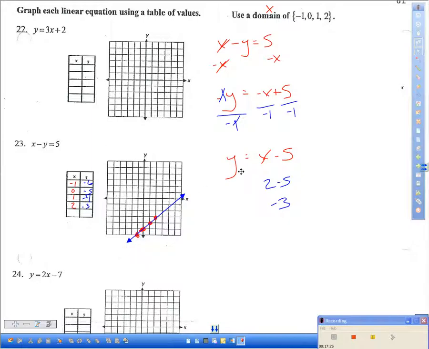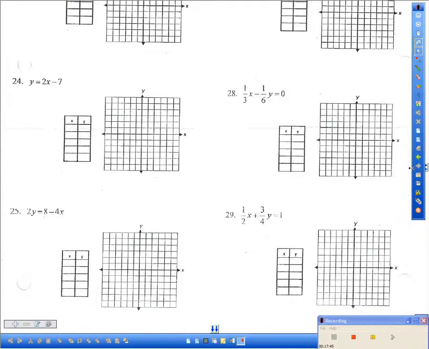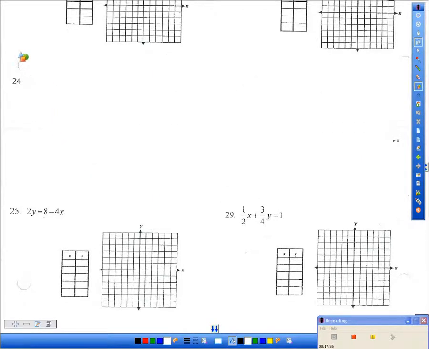We want to draw a line all the way through across the graph with arrows on both ends, showing that all the ordered pairs that touch that line are solutions to that equation. And then we'll look at one more. Actually, let's look at number 29 so that we can handle those fractions.